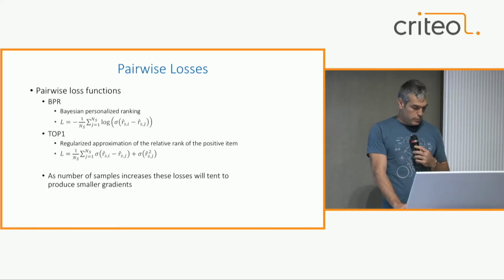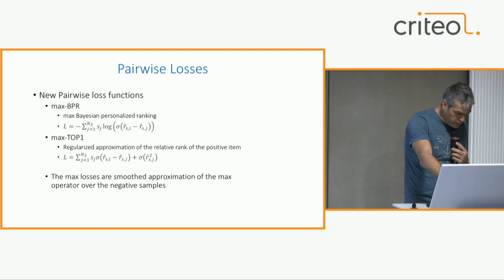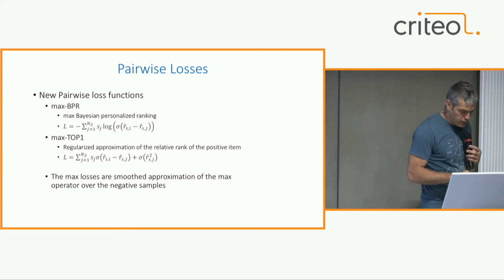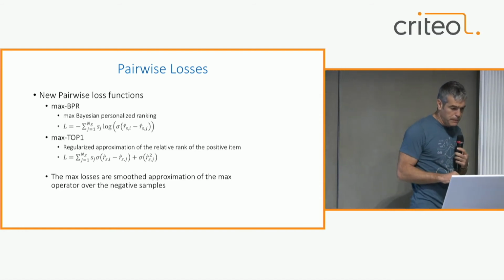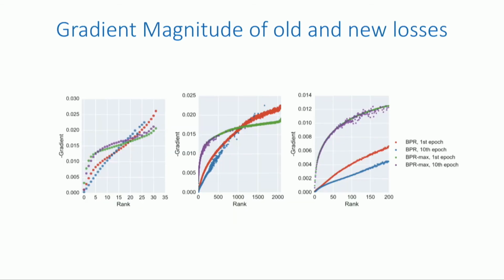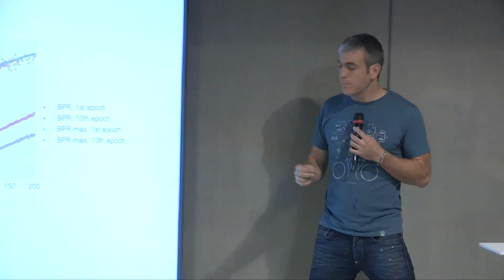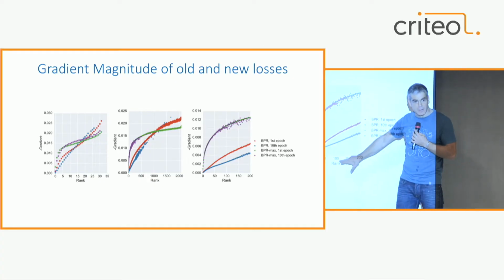We used again these two pairwise loss functions, but we also changed them a little bit. Basically, we took a smooth approximation of the max operator of the negative samples and used that in this loss function, what we now call the max Bayesian personalized ranking and the max top 1. And it turns out that with this kind of trick, you get gradients of higher magnitude, right? So this is the gradient based on the rank of the negatively sampled item.